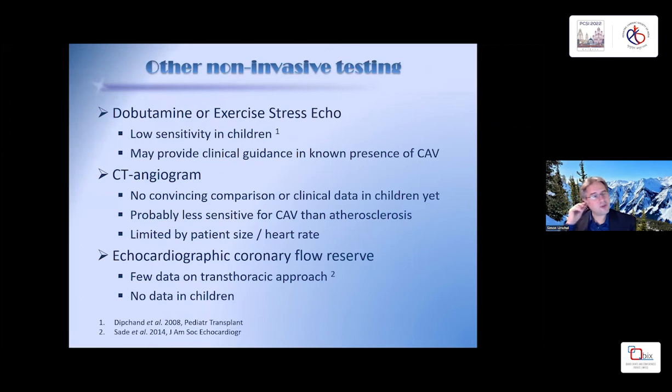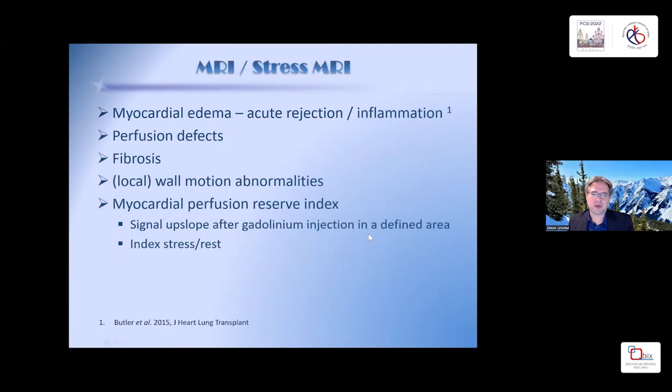You can try a lot of high intensity testing as well. The dobutamine or exercise stress echo is reasonably useful in adults. In children, it has a very low sensitivity, and not many places continue to do it regularly. CT angiogram is being discussed for years now in the adult world, but has no convincing data yet that it is equally predictive as an actual angiogram. Echocardiography for coronary flow reserve has been described in a few papers, but you can imagine how difficult it is to get a coronary flow on an awake child with a transthoracic echo, so probably not a very easy technique either.